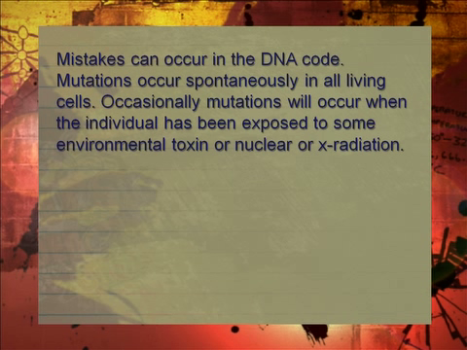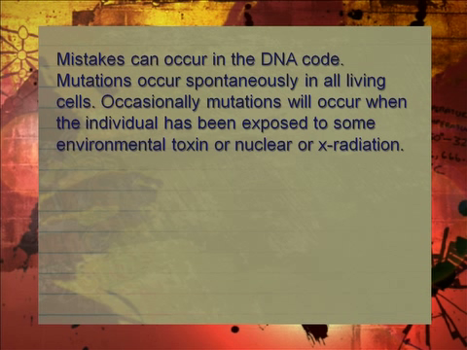Today we're looking at cell division gone wrong, and we've already seen what happens with the development of cancer when mitosis goes wrong. We've also focused on how hugely important meiosis is for halving the chromosome number and for bringing about genetic variation. So what happens when meiosis is faulty? Well, mistakes can occur in the DNA code.